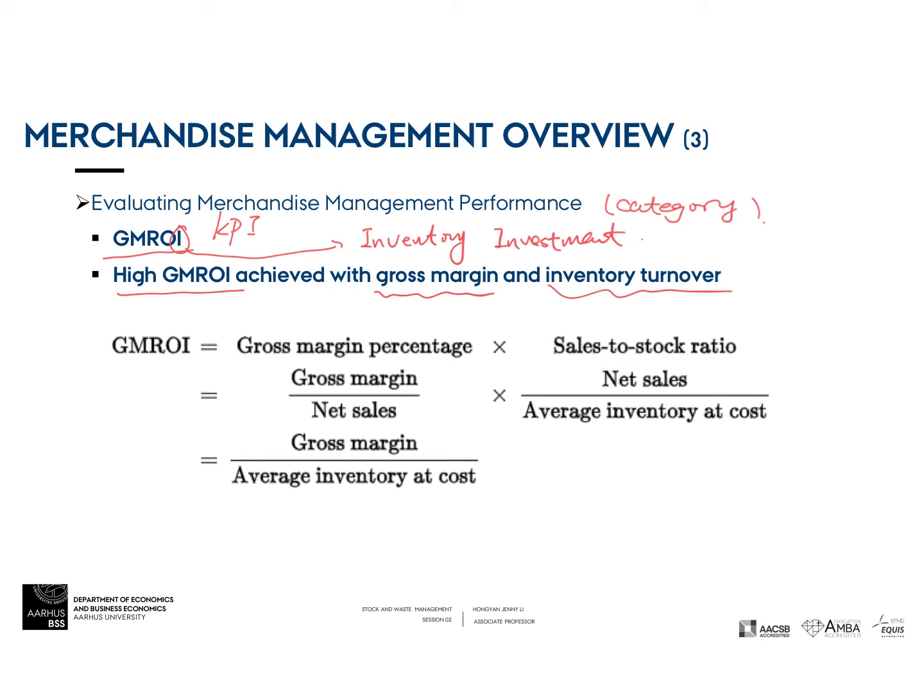By definition, the gross margin return on inventory investment is the gross margin percentage times the sales to stock ratio. Furthermore, the gross margin percentage is calculated as the ratio between the gross margin and the net sales. And the sales to stock ratio is the ratio of net sales to average inventory at cost. So here I leave you a question: how do you evaluate your average inventory?